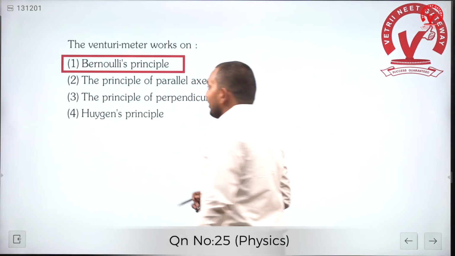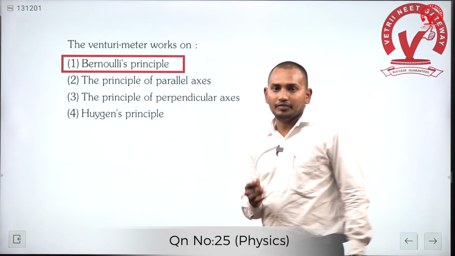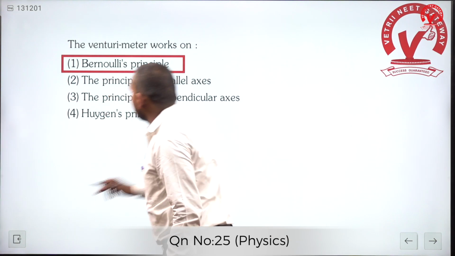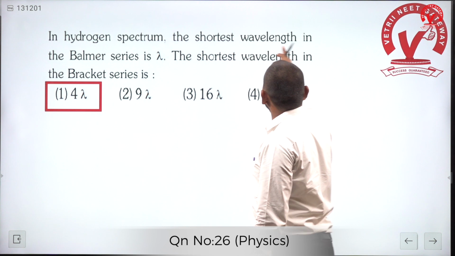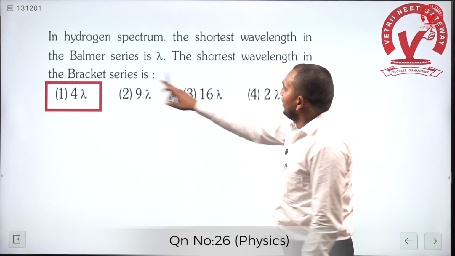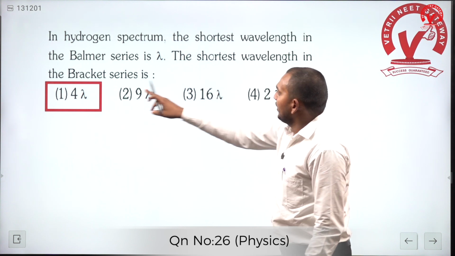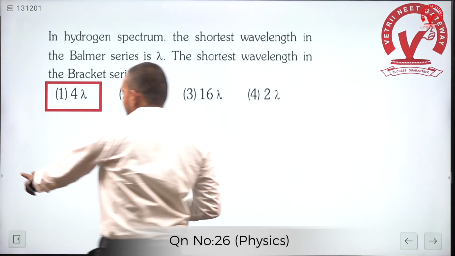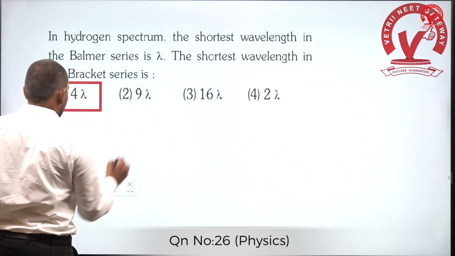This is a direct question. The venturimeter works on which principle? Bernoulli's principle. The hydrogen spectrum, the shortest wavelength in Balmer series is lambda, then the shortest wavelength in Brackett series is, they are asking to find out. First we consider the Balmer series.